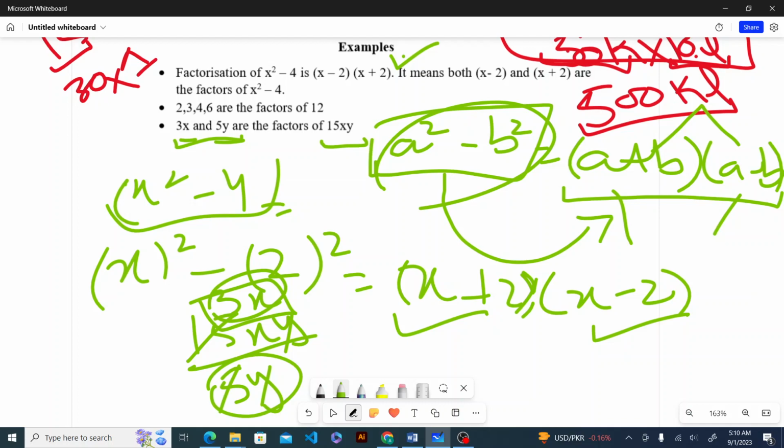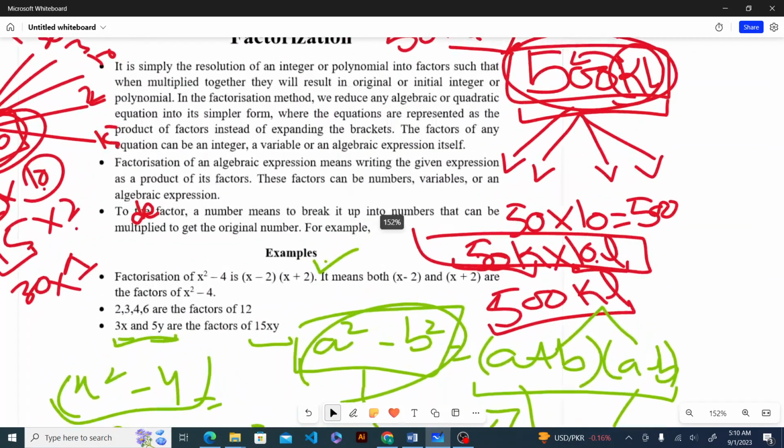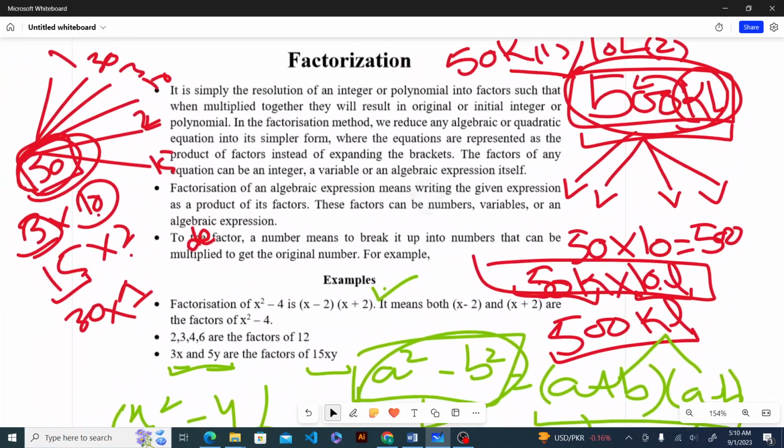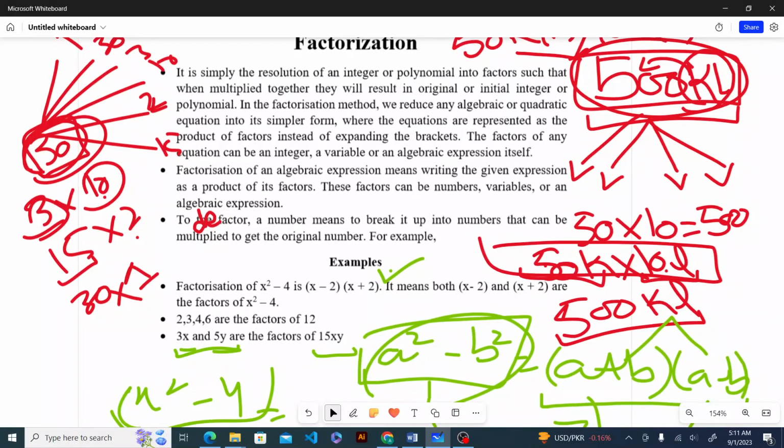So this was today's topic, factorization. We saw what is factorization first of all, and then I gave you some examples here, like 500 kl, 30, and then these other examples which are written below. So I hope this was really a basic concept and interesting as well.